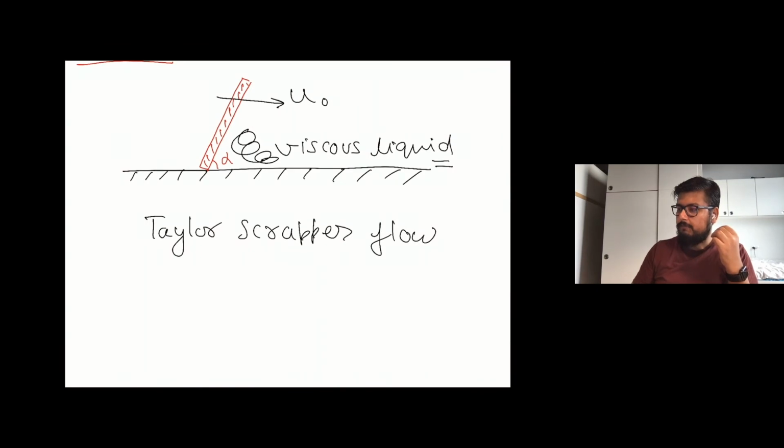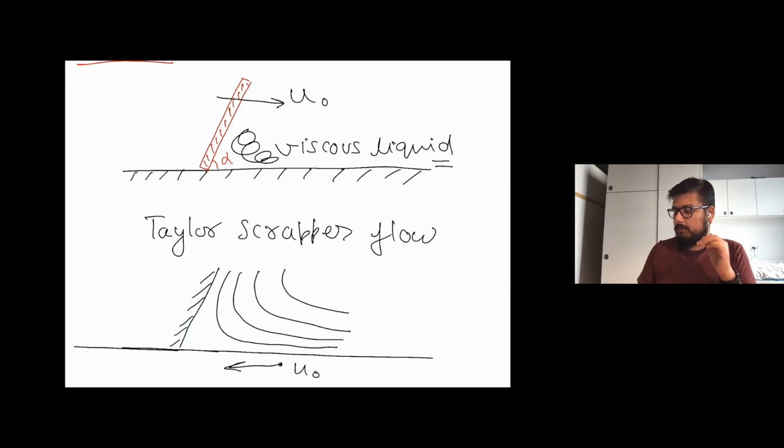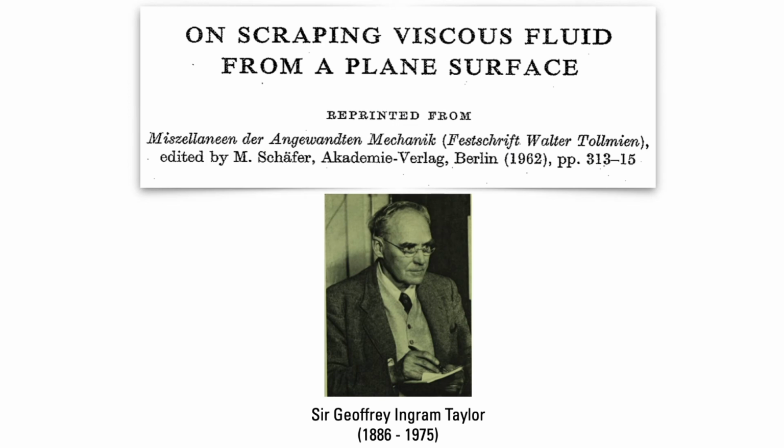Of course, if we look into the frame of reference of the scraper, what we get is the following situation. We get that the bottom wall is moving with a velocity u naught, and then this wedge, the scraper, is stationary. And I can immediately tell you that the streamlines in the corner will look like this. And as the name suggests, this problem was studied by G.I. Taylor in his famous paper called On Scraping Viscous Fluid from a Plane Surface. And I will provide this PDF on Canvas. And if you're interested, you can look into this original paper by Taylor.